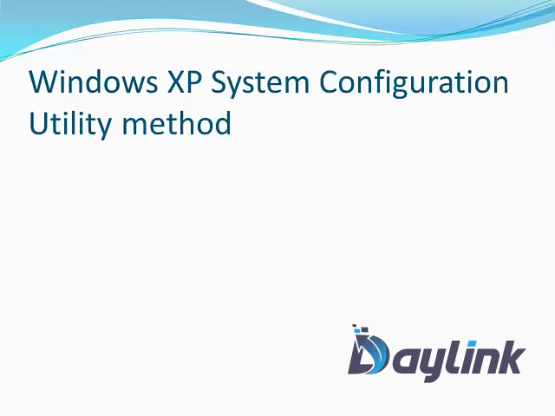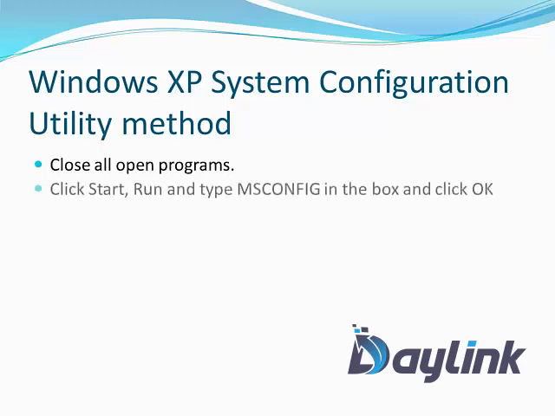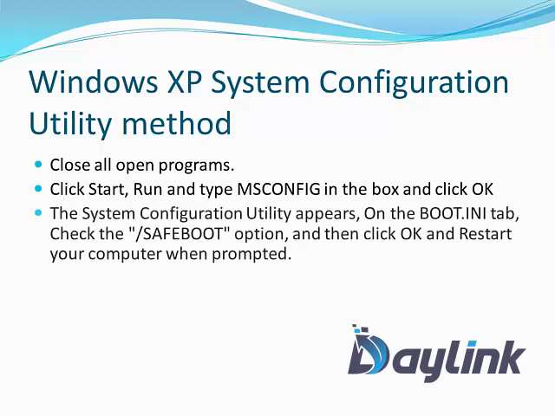Windows XP System Configuration Utility method. Close all open programs. Click on Start, Run and type msconfig in the box and click OK. The System Configuration Utility appears on the boot.ini tab. Check the /SAFEBOOT option and then click OK and restart your computer when prompted.